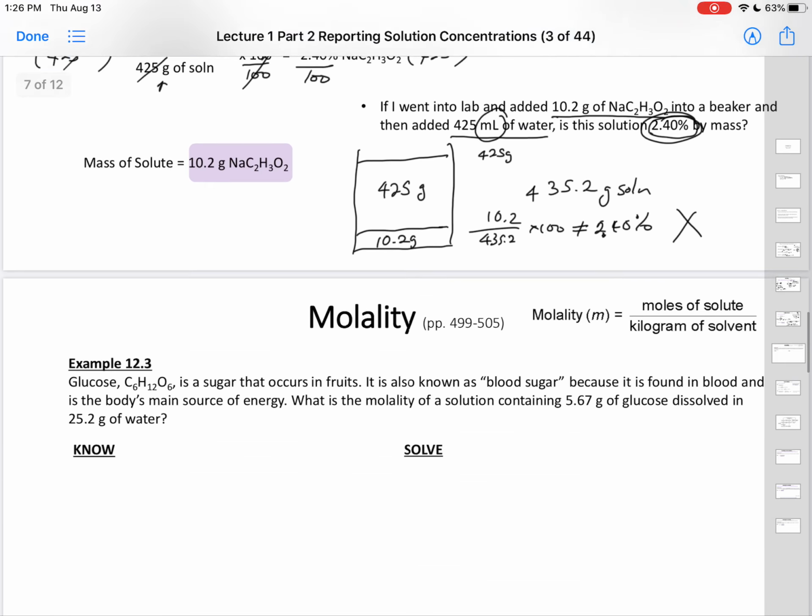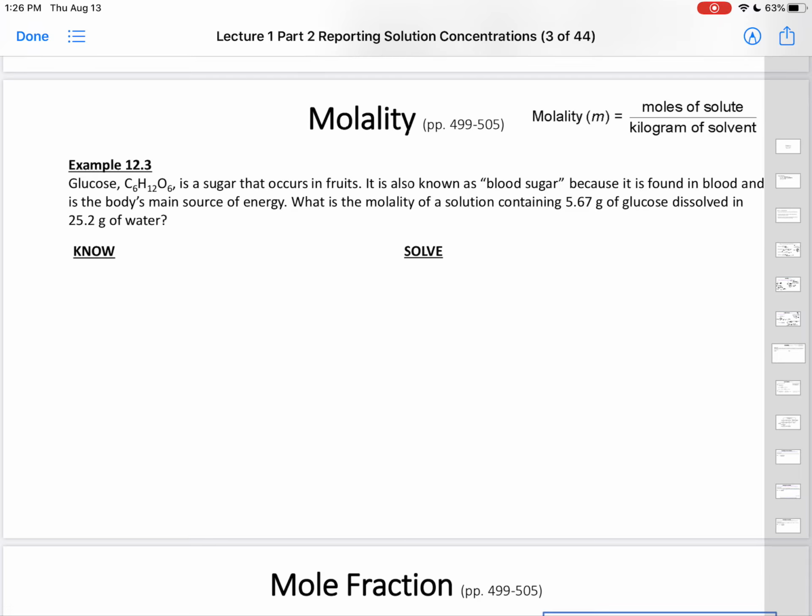So the third way to report concentration is called molality. Molality is moles of solute divided by kilograms of solvent. And so it's saying here glucose, C6H12O6, is a sugar that occurs in fruits. It's also known as blood sugar because it is found in the blood. And so they're asking you what is the molality of the solution if it has 5.67 grams of glucose dissolved in 25.2 grams of water. Obviously, glucose is the solute because it is the smaller amount, and water is the solvent.